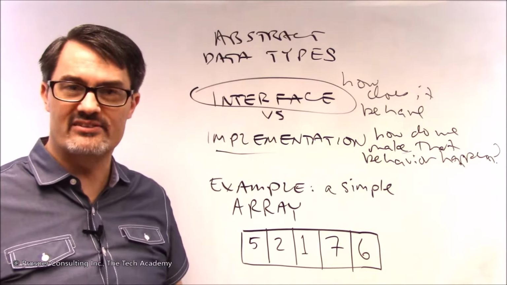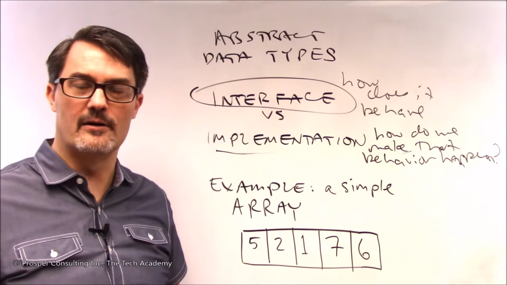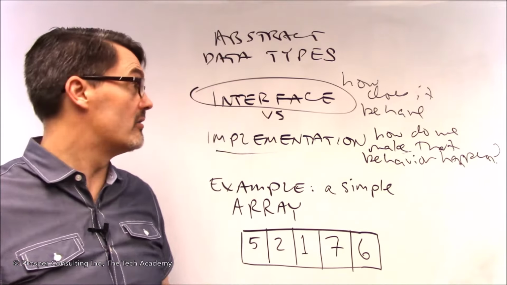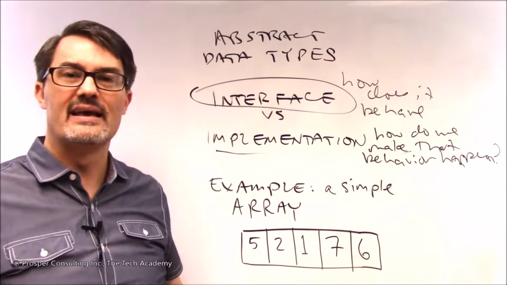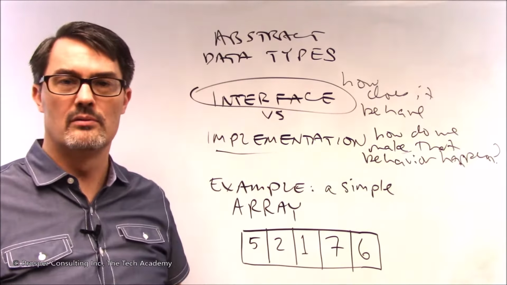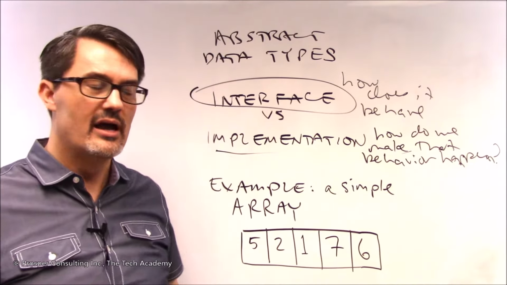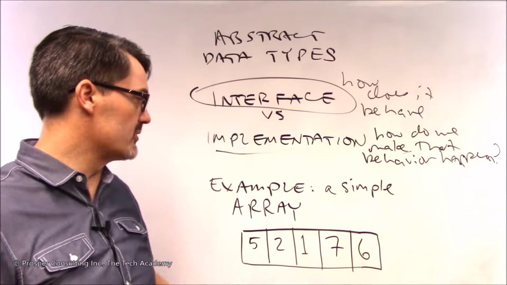An abstract data type will be the description of a type of data, a specific structure of data, and the description of how it behaves. It does not include how you get it to behave that way, the implementation of the behavior of that data structure. As an example for this, we're going to use a simple array.